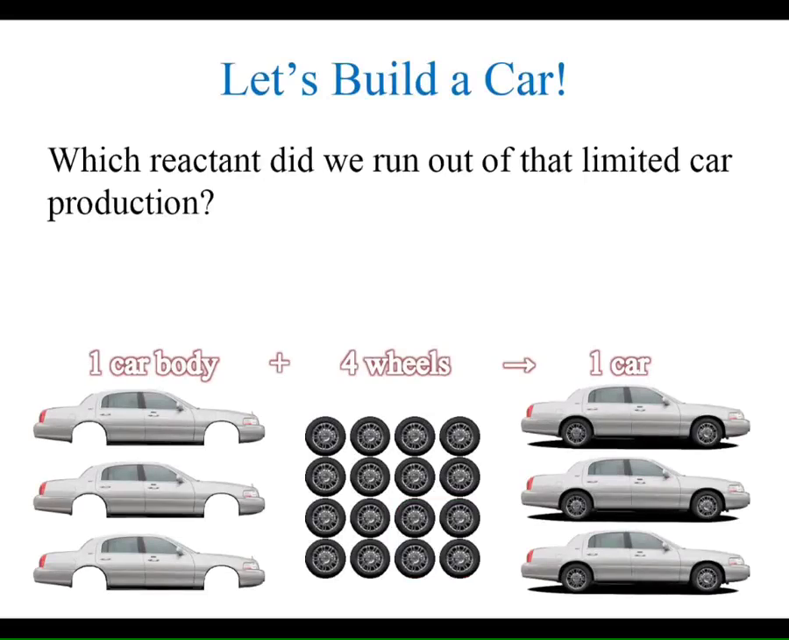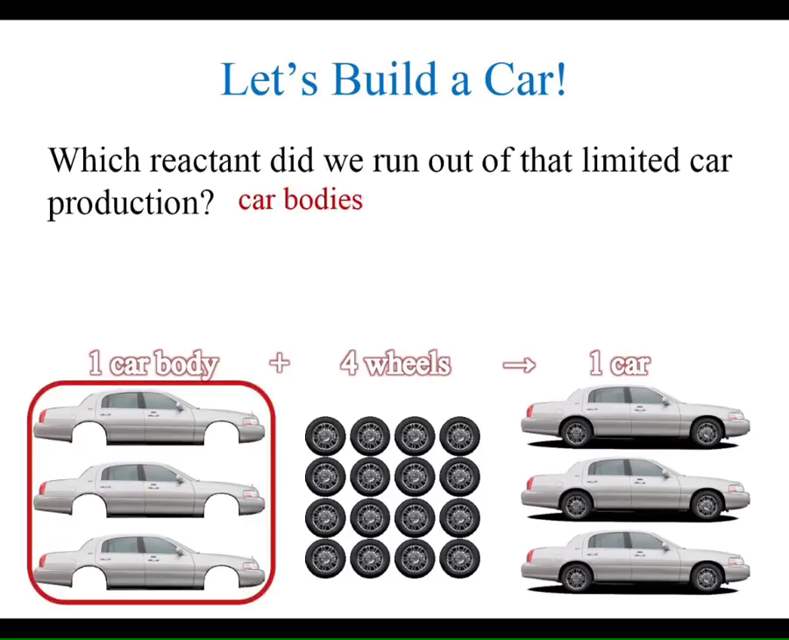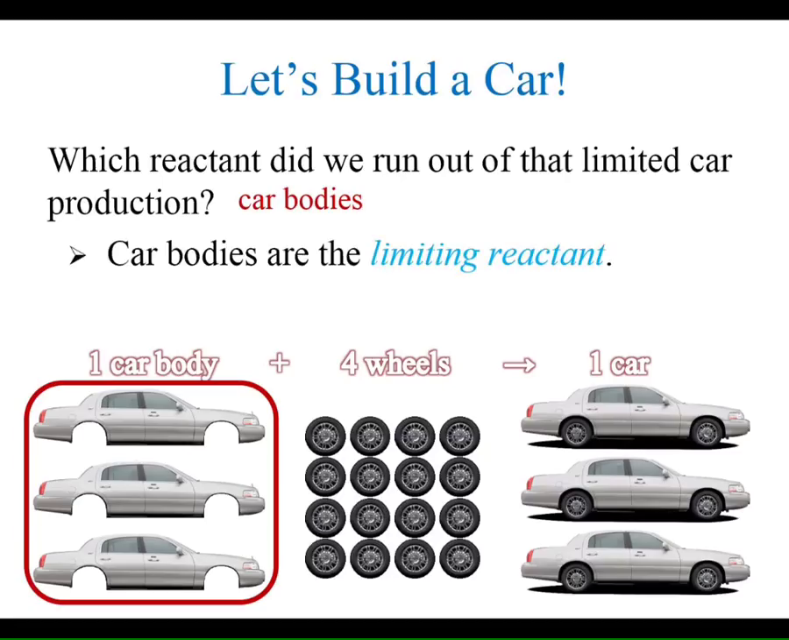So which reactant did I run out of that actually limited my car production to only 3 cars? I ran out of the car bodies, right? Okay. So the one that limited me to only making 3 cars, that's called the limiting reactant. So again, we didn't have the exact 1-to-4 ratio we needed, so one of them we had a little too much of, that's the excess reactant, and one of them ran out and limited us, so it's called the limiting reactant.